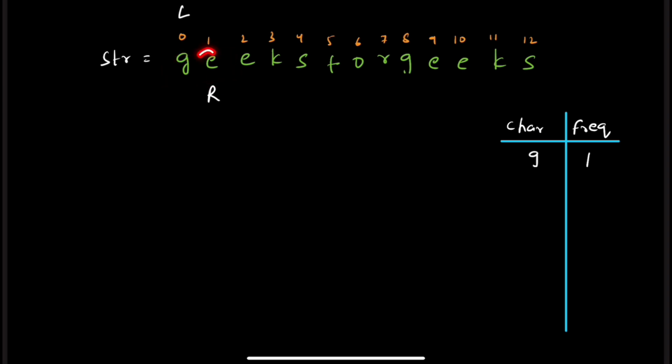Okay, now we'll check whether E exists in the map. No, right? So we create an entry of E with 1. Now again we'll shift our R pointer by one step ahead. Okay, now here again the character is E, so we'll increment its frequency. So the frequency will be 2.